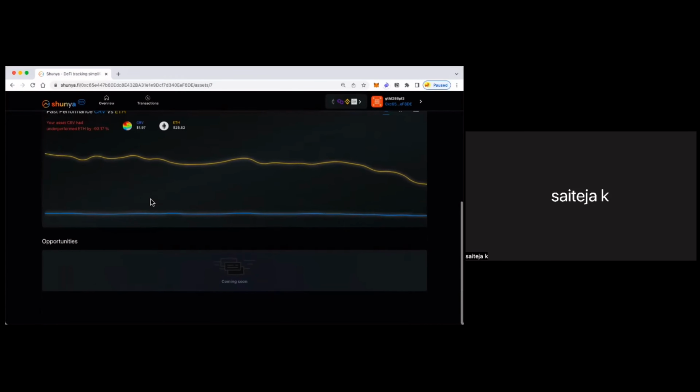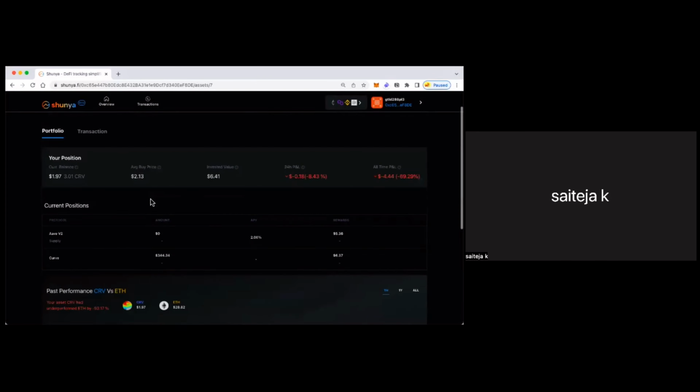We're also working on the opportunities part, where we analyze your risk appetite and, based on that, provide you relevant opportunities. You can directly invest in these opportunities on the Shunya platform itself. So this is the assets part.